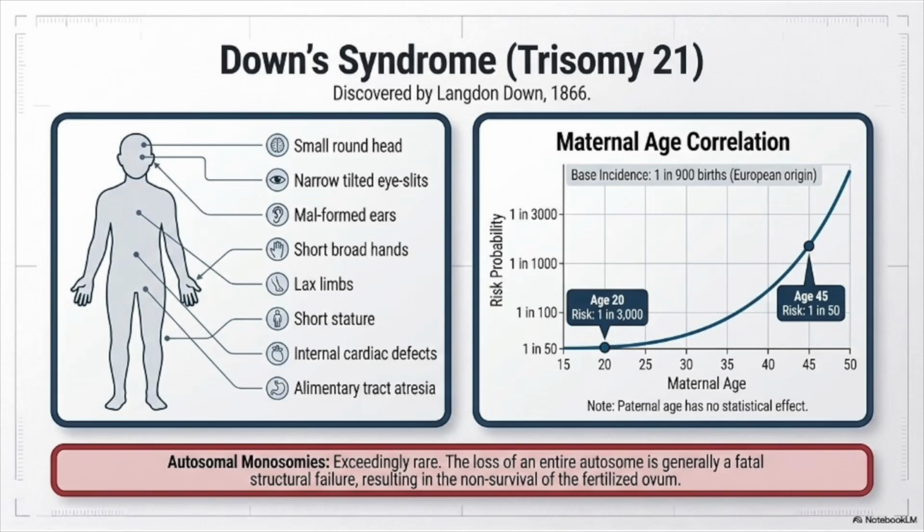Autosomal monosomies, on the other hand, are exceedingly rare because the loss of an entire autosome is generally fatal, resulting in the non survival of the fertilized egg.